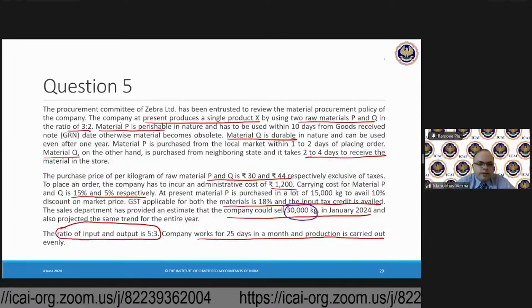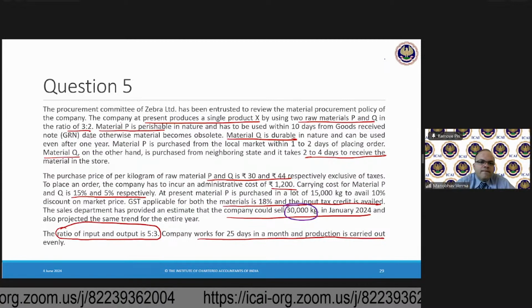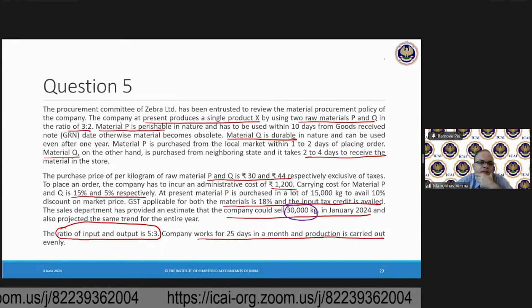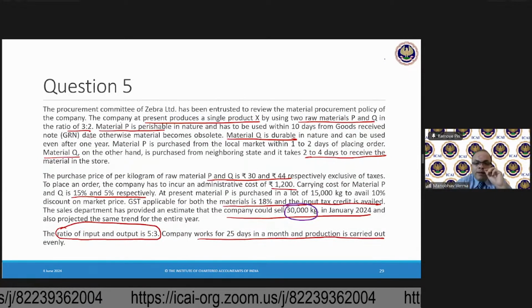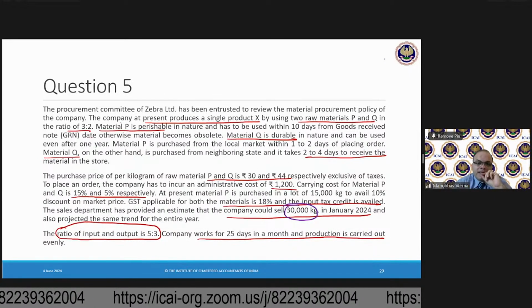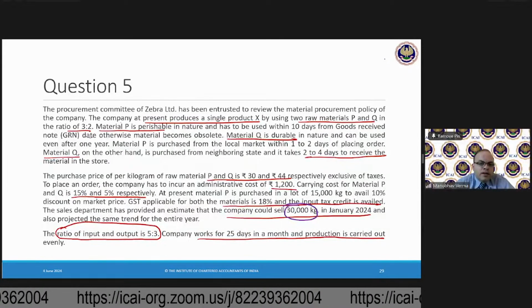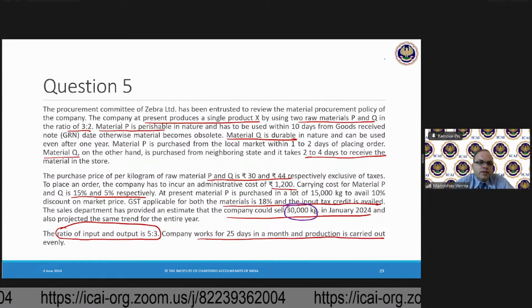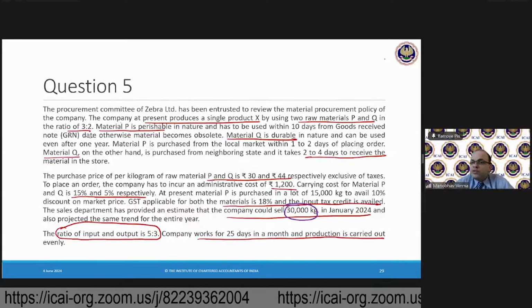Preeti, what is your thought? How did you arrive at this? Did you miss out the ratio, or did you just simply apply it? Abdan says the material required is 50,000 for a 30,000 output. Okay, Preeti says she missed out the ratio.